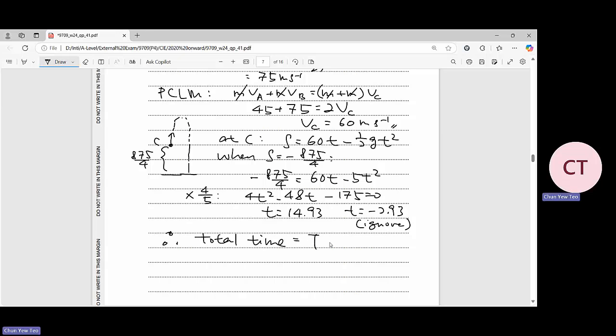Therefore, the total time is equal to uppercase T plus lowercase t. Uppercase T just now was 3.5, and the lowercase t is 14.93. So the total will be 18.4 seconds. The time from here to here takes 3.5 seconds, so the total time you need to add together gives you 18.4 seconds. Done. That will be the answer for question number 5.